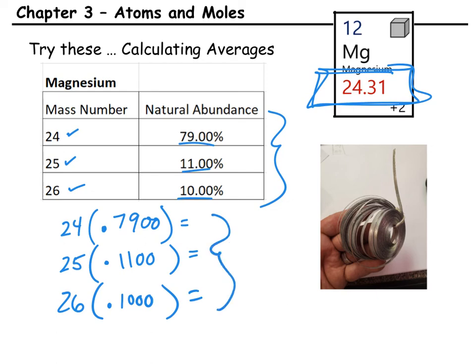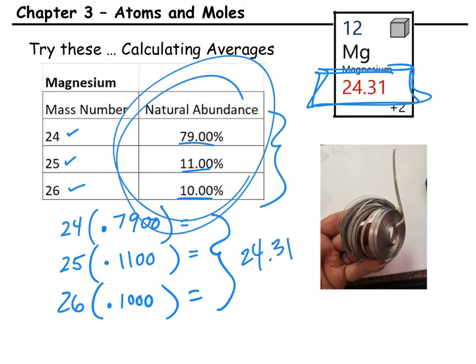24 times 0.79. Let me grab my calculator. 24 times 0.79 plus 25 times 0.11 plus 26 times 0.100. And I get 24.31. So when I take the natural abundance of all the known isotopes of magnesium and find their weighted average, that's how I arrive at the number that is on the periodic table. So that's an average of all the known isotopes of magnesium.